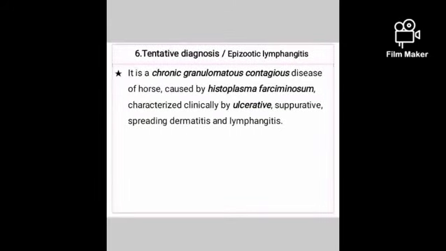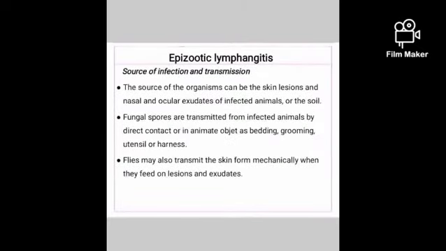So the tentative diagnosis is epizootic lymphangitis, because it is a chronic granulomatous contagious disease of horses caused by Histoplasma farciminosum, clinically characterized by ulcerative, suppurative, spreading dermatitis and lymphangitis. It occurs following the lymphatic vessels.